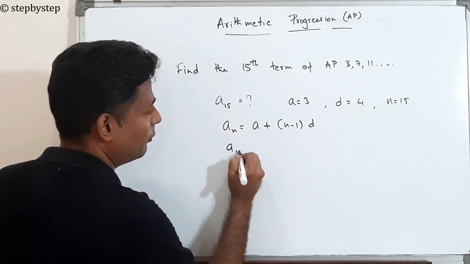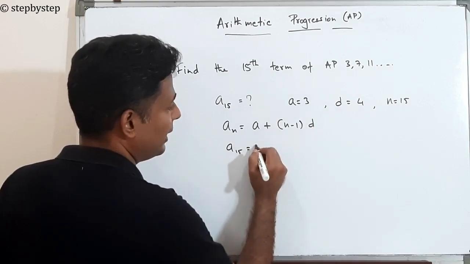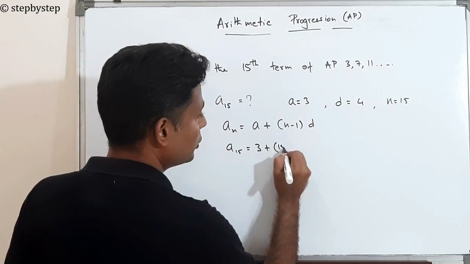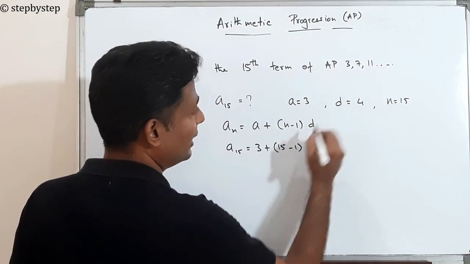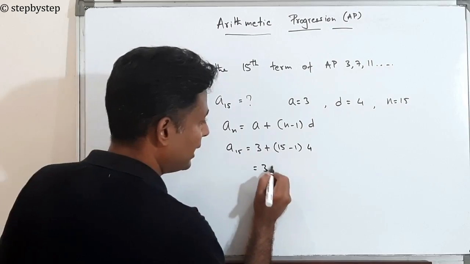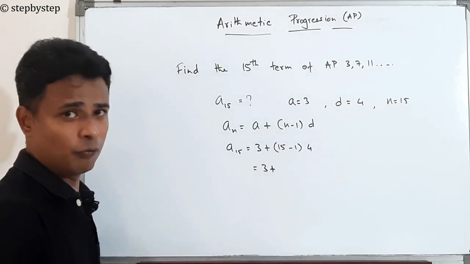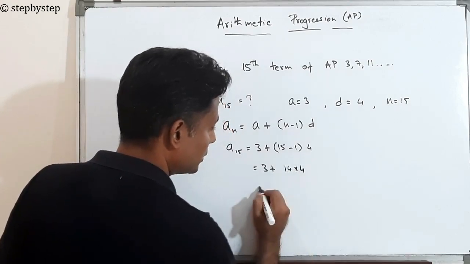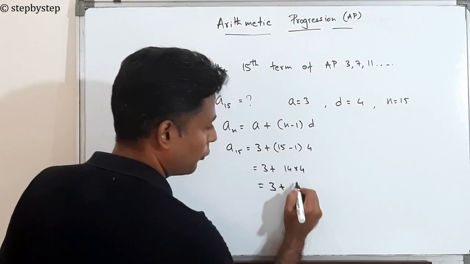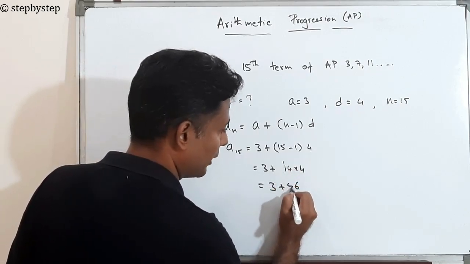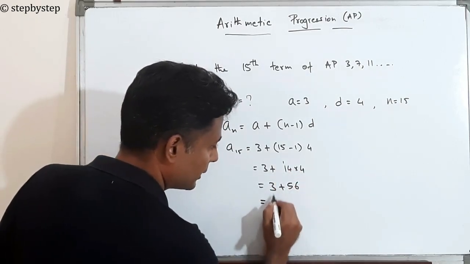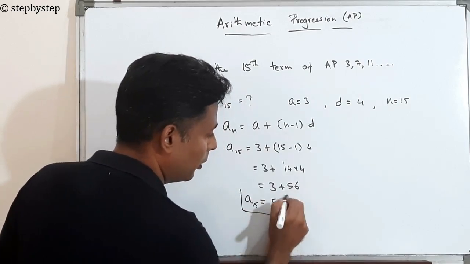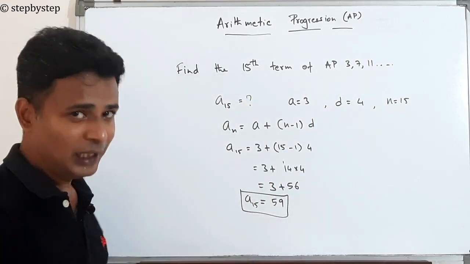So a of 15 will be what? a, that is 3, plus n. We are finding the 15th term, so n is 15, minus 1, into d, which is 4. So we get 3 plus 15 minus 1, 14. 14 into 4, right? So what do we get? 3 plus 4 4s are 16, 1, 4, 5. 3 plus 56, so 59. So the 15th term of this AP is 59.